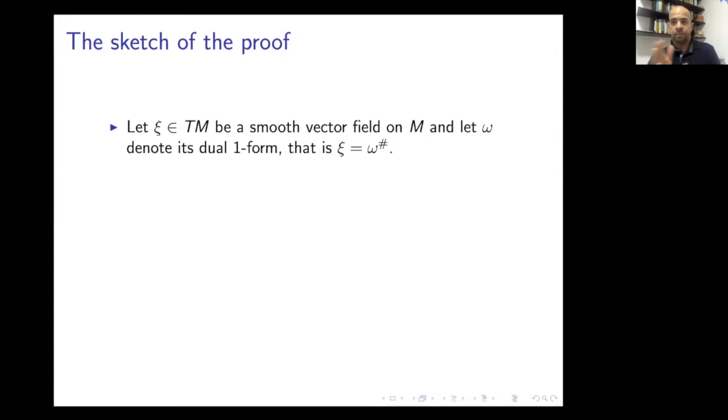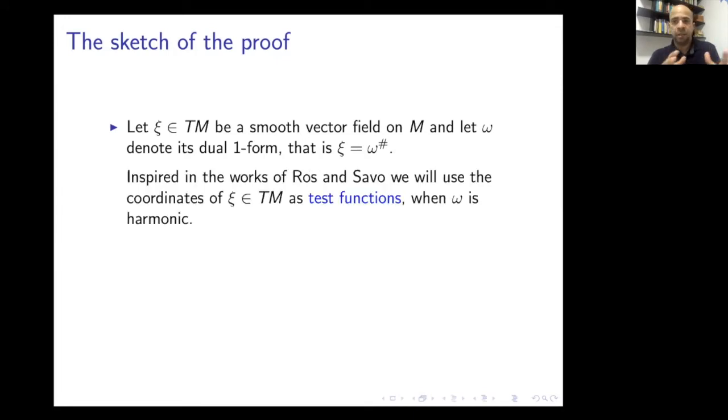Okay. Well, if you denote by C a smooth vector field on M, in general, we denote by omega its dual 1-form, just a notation. Well, the main idea in the proof, actually, inspired by the works of Hass and Savo, is to use the coordinates of a vector field C as test functions when the 1-form omega is harmonic. So let's do that here also.